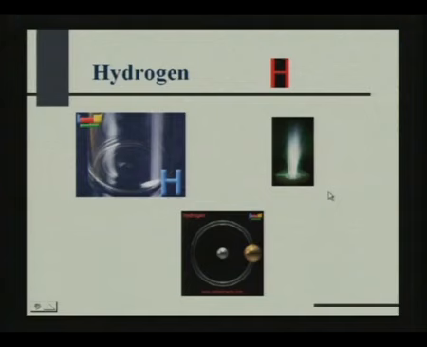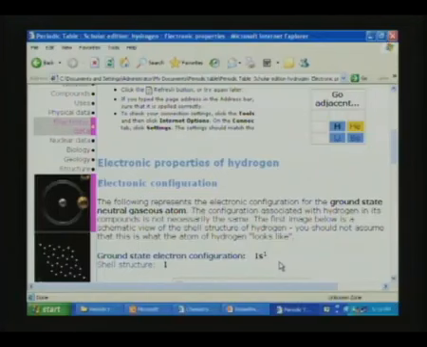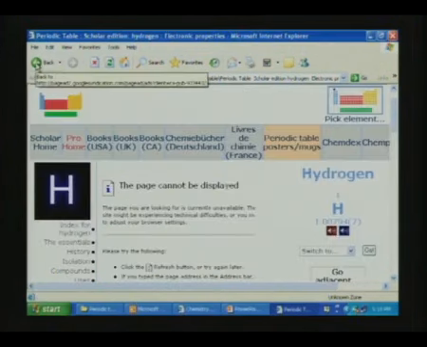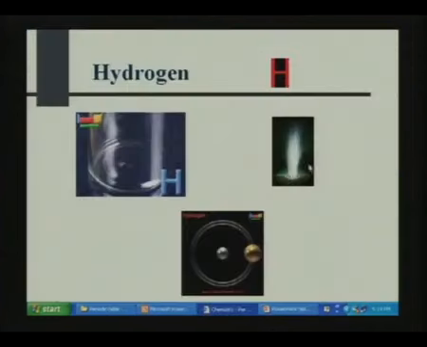Okay. Now in this way, if we come to see what is the configuration of the hydrogen atom, it is 1s1. Now for hydrogen, of course it is a gas, it is the lightest element, and you can also see this is hydrogen gas kept in a cylinder. It has no odor, no smell and no color.